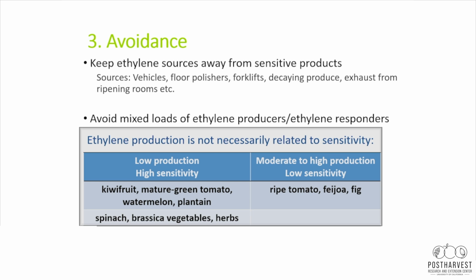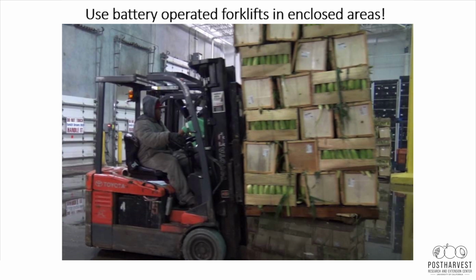And here is a table of a few crops. For example, on the left you see crops that produce low amounts of ethylene but are highly sensitive to it. That's kiwi fruit, mature green tomato, watermelon, and plantain, as well as vegetables like spinach, brassicas, and herbs. And on the right you see products that produce moderate to high ethylene but are not sensitive to it. And Barbara mentioned that earlier: ripe tomato, feijoa, and figs.